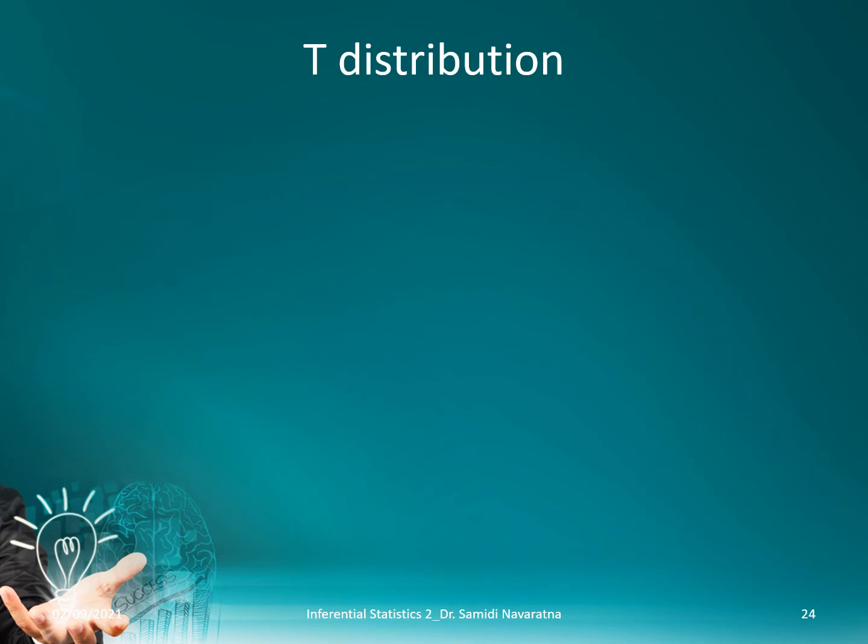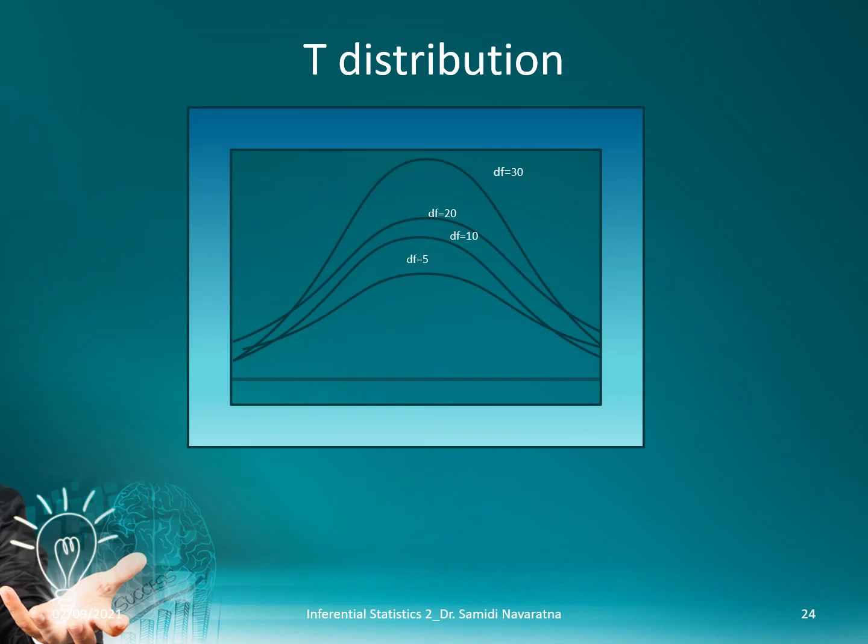Let's look at the t distribution. It's a family of curves, and for each degree of freedom we can draw a separate curve. This curve is flatter than the standard normal distribution and has thick tail ends. When the sample size increases, the curve looks more like a standard normal distribution.